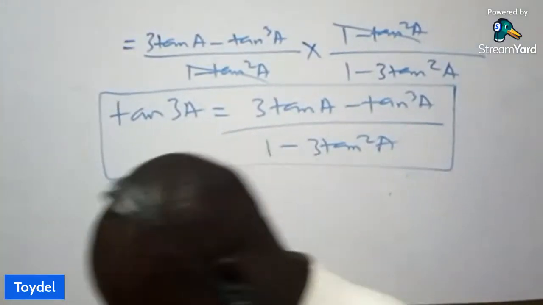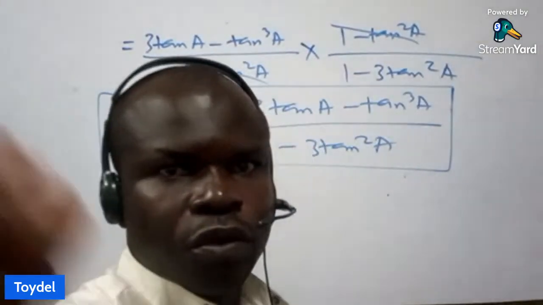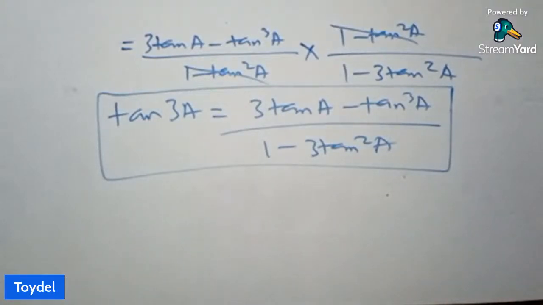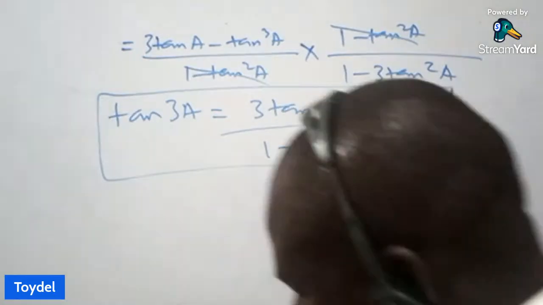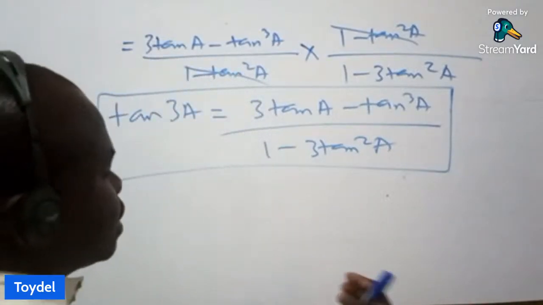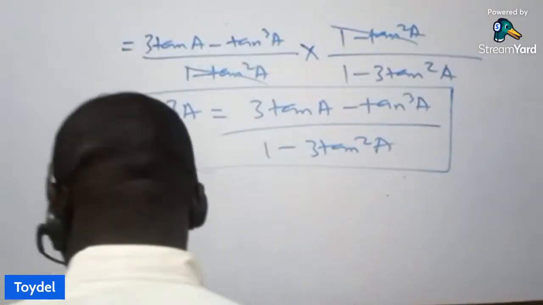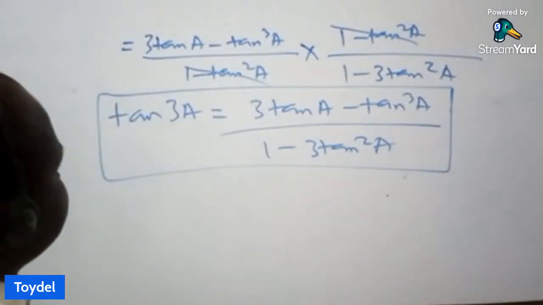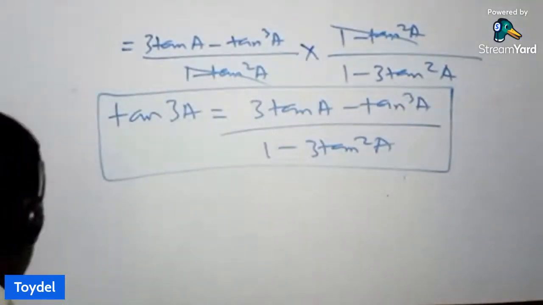So we have been able to show the expression for sine 3a, the expression for cos 3a, and then the expression for tan 3a, as we have it on the board. So you should know that under multiple angles, we can find anything. As long as you know the fundamental identities and you follow the steps, you should be able to expand and solve any given problem. So these are the expressions for multiple angles.